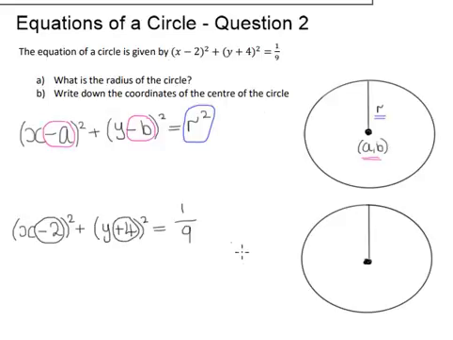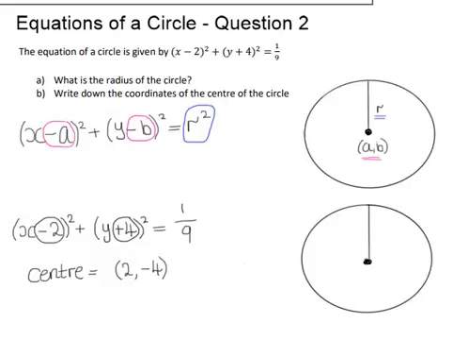But remember that we need to notice this sign change here. In the equation above, we had minus a and minus b, and that corresponded to a centre of (a, b). This time we've got minus 2 and plus 4, which means that my centre is going to be (2, minus 4), because we have to have a sign change. So my centre is (2, minus 4).